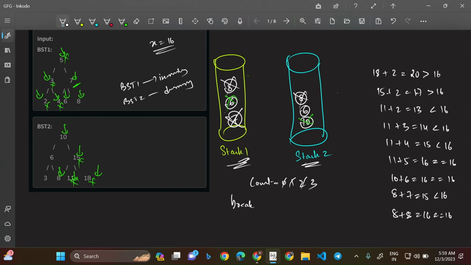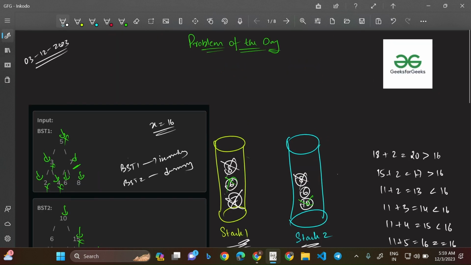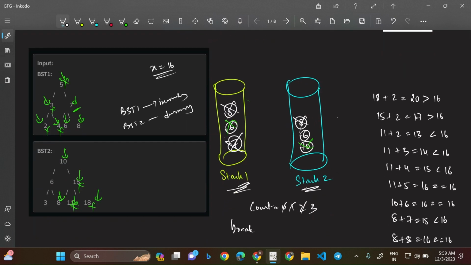It's the same thing that we do when we have two sorted arrays. The first array will be dealing in the increasing order, the second array will be dealing in the decreasing order. The same concept we have applied here as well. So if you are not able to understand, do the dry run once again. Okay. So this is the whole approach.